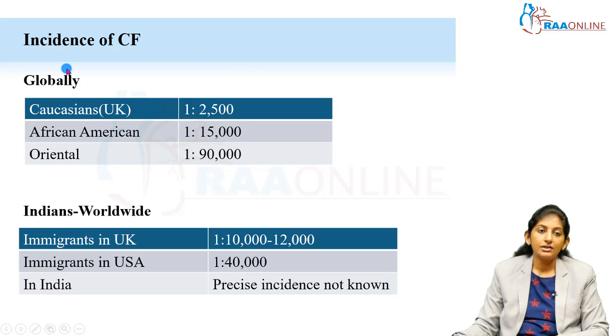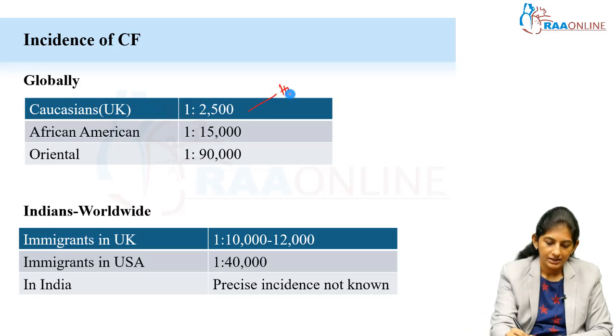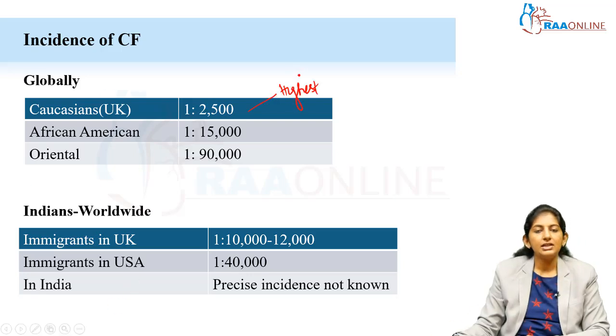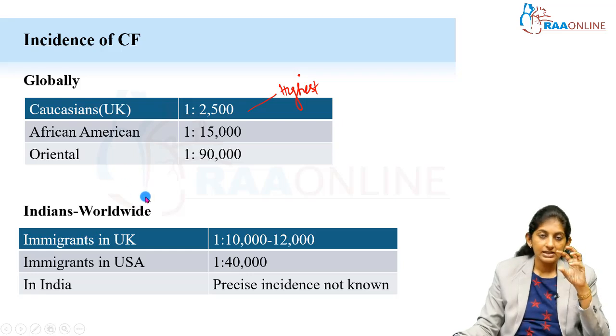Coming to the incidence of cystic fibrosis, it actually varies. It is highest in Caucasians, at about 1 in 2500. In Indians, there are mostly no Indian studies, but studies which have included Indians are mostly NRIs in the UK and USA. The incidence is between 1 in 10,000 and 1 in 40,000, and it is low. The lowest incidence is in the Oriental population, around 1 in 90,000. In India, the precise incidence is not known.